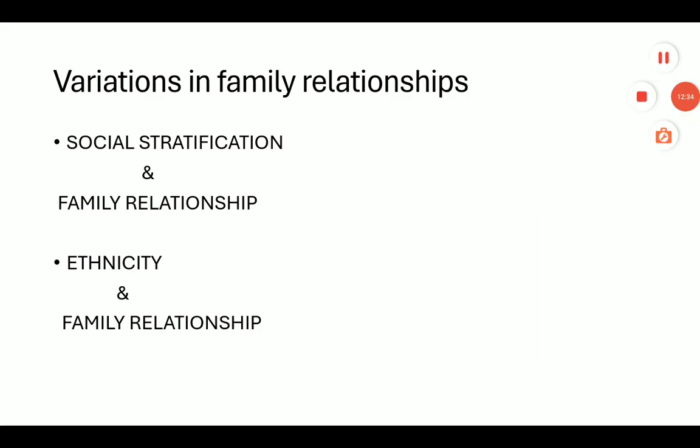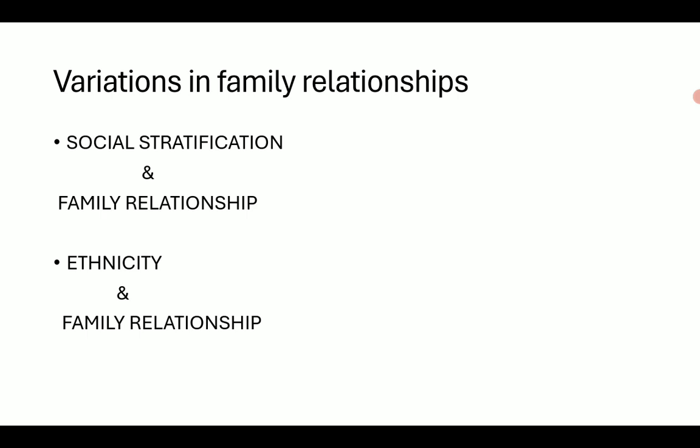So there are some variations in family relationships, social stratification and family relationships. Willmott and Young found that the symmetrical family was common amongst the working class, because working-class men had less rewarding jobs, so they are willing to get involved in home life. Therefore, this is a difference between classes again.